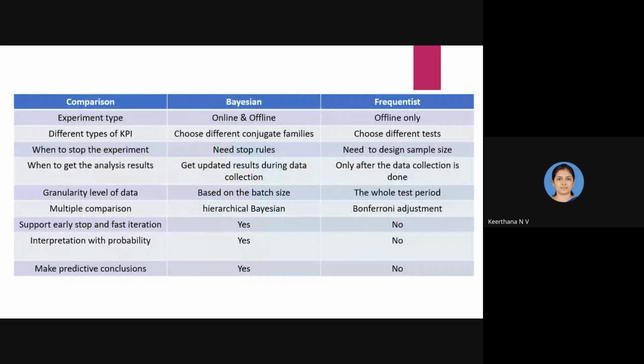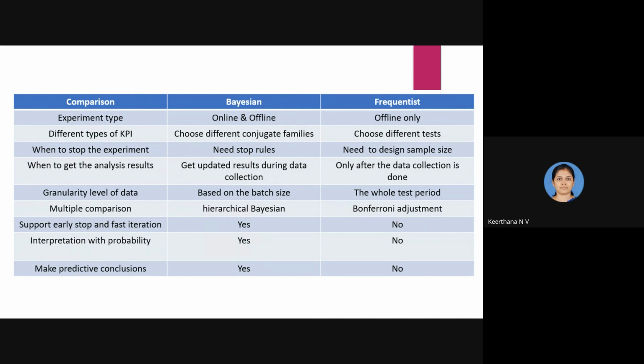This is a general comparison of Bayesian and frequentist. Bayesian will work both online and offline. It can work in offline mode, that is, running in the background also. But a frequentist approach will operate only offline. So what are the different types of KPIs? It chooses the conjugate families. It will be choosing different sets. KPI means key parameter interpretations.